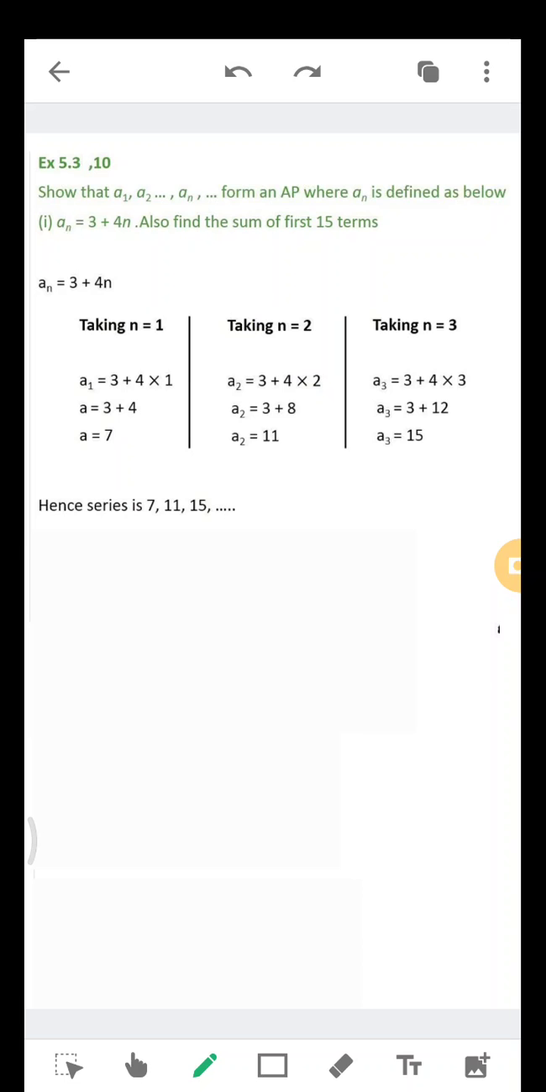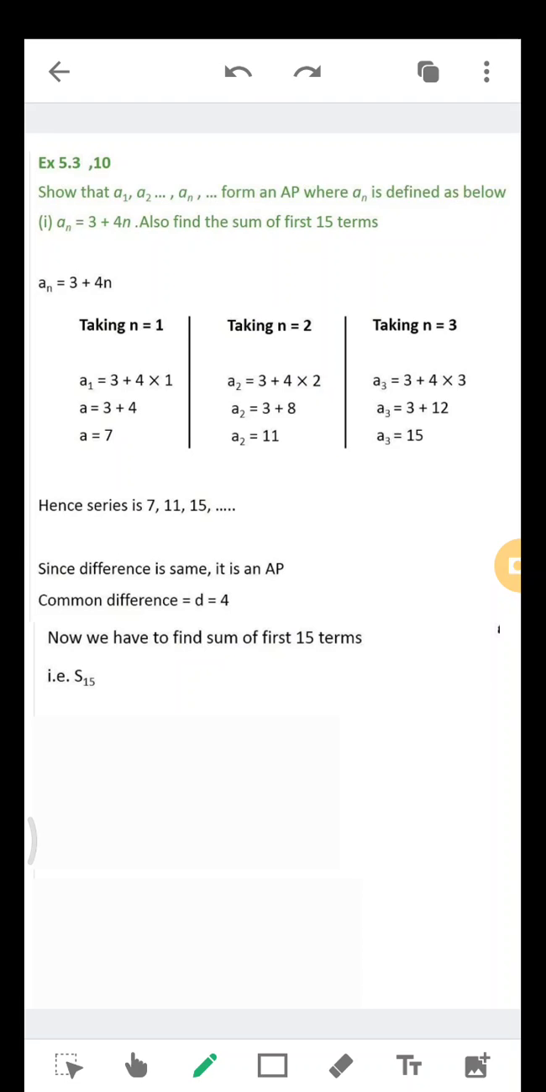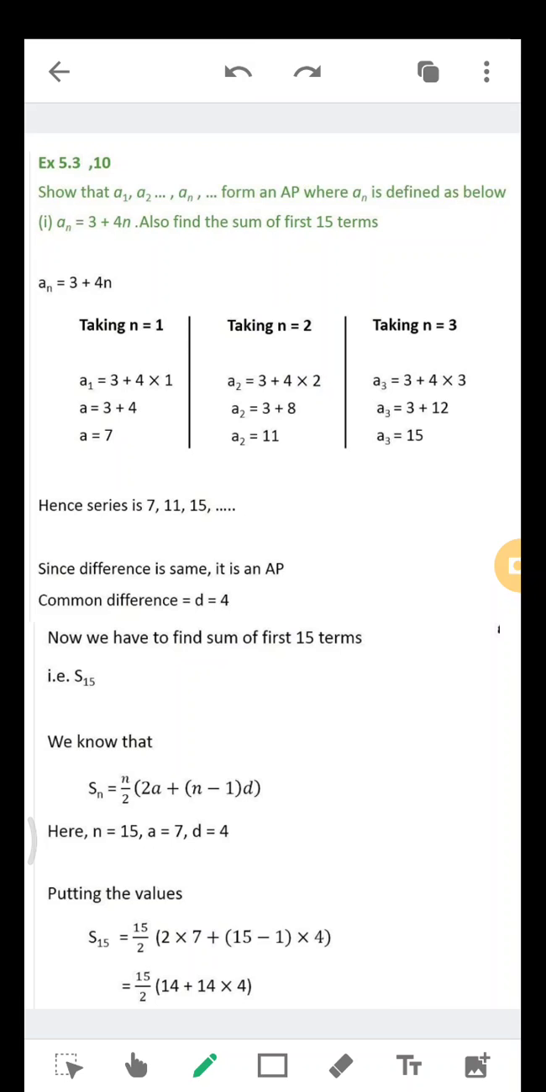Now he is asking to find the sum of the first 15 terms. So how to find the sum? The common difference is 4 here, as I said just now. We have to find the sum of 15 terms. So S15, we'll use the formula S of n is equal to n by 2 into 2a plus n minus 1 into d. Here n is 15, a is nothing but 7, the first term of the series, and d is 4. Substituting all the values in the formula, S15 is equal to 15 by 2 into 2a.